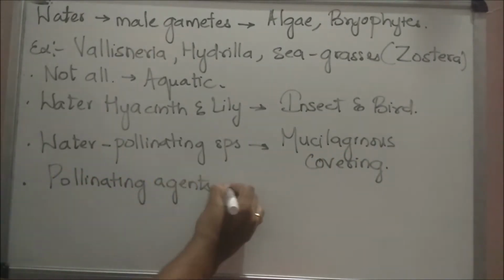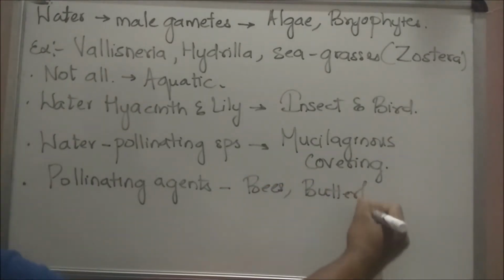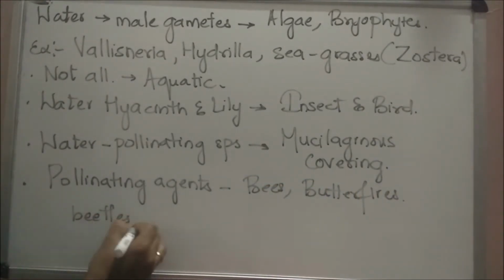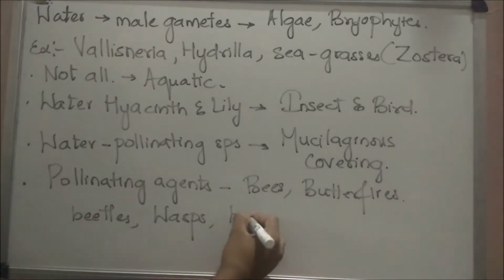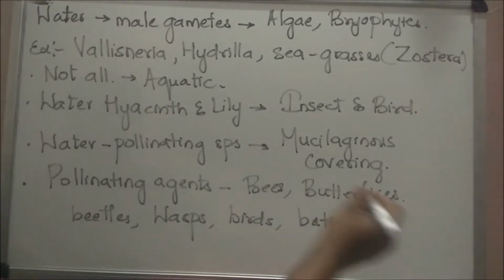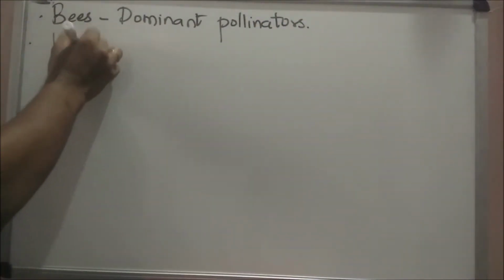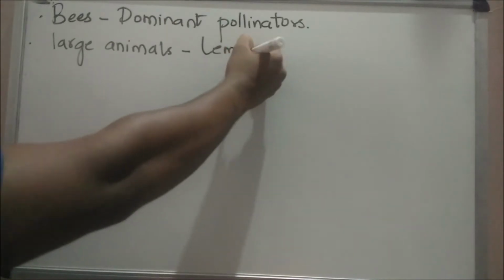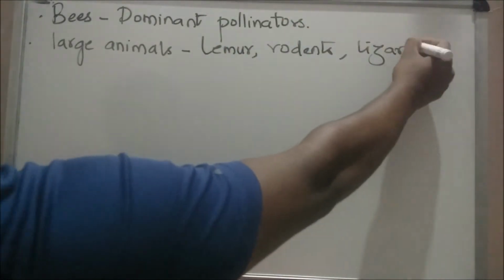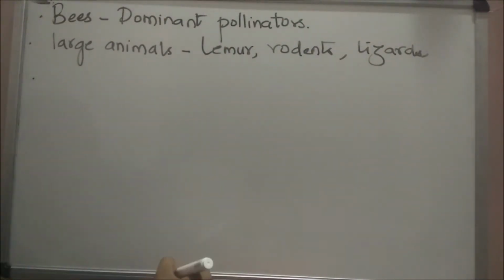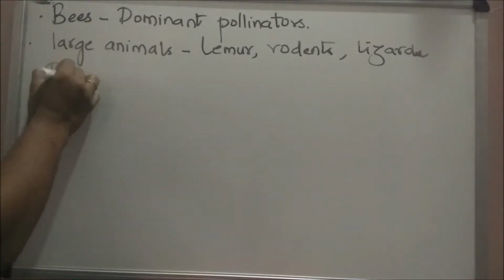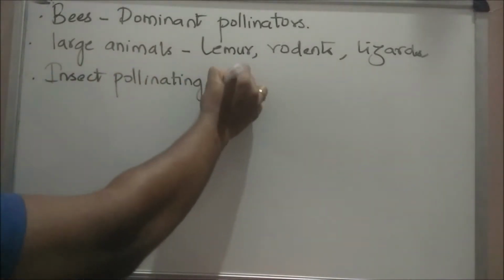The majority of flowering plants use a range of animals as pollinating agents. Examples: bees, butterflies, flies, beetles, wasps, ants, moths, birds such as sunbirds and hummingbirds, and bats. Bees are the dominant biotic pollinating agents. Even larger animals like lemurs, rodents, and reptiles like geckos and garden lizards are also pollinators in some species.